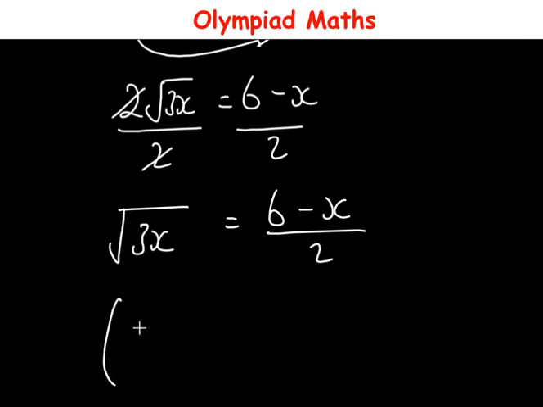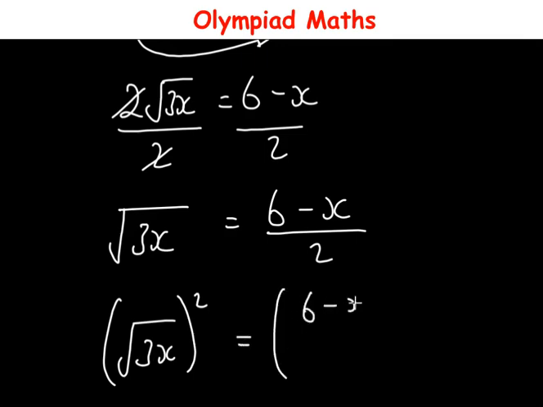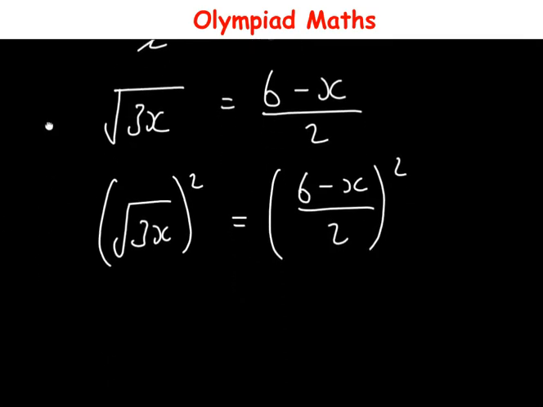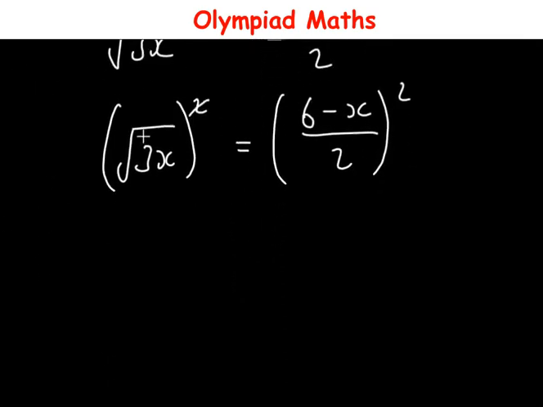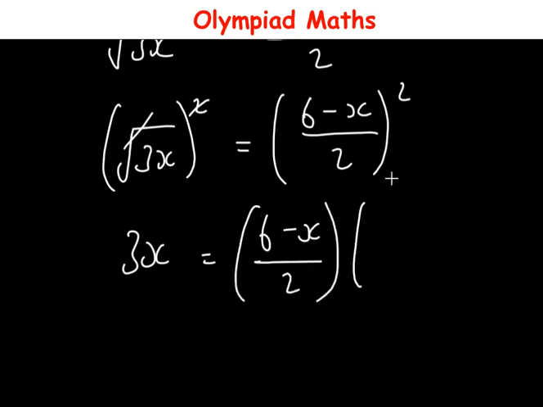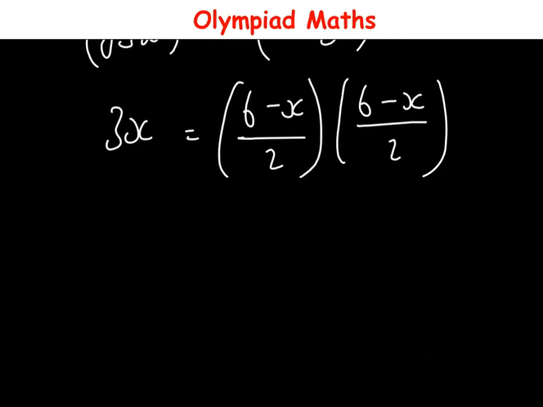So in brackets we have root 3x all squared is equal to, in brackets, 6 minus x over 2 all squared. So with this, we have this, that square cancel square root, we have 3x is equal to, now 6 minus x over 2 squared is simply, in brackets, 6 minus x over 2 multiplied by 6 minus x over 2. So from here, let us then open the bracket.